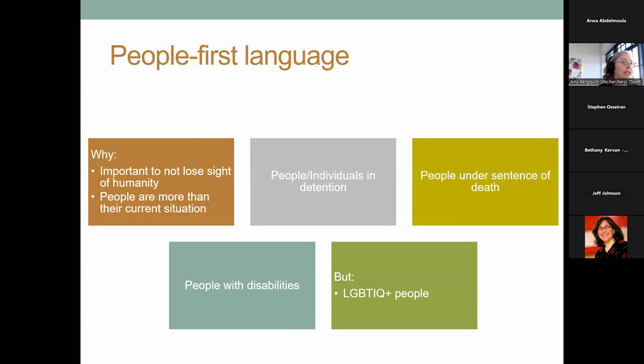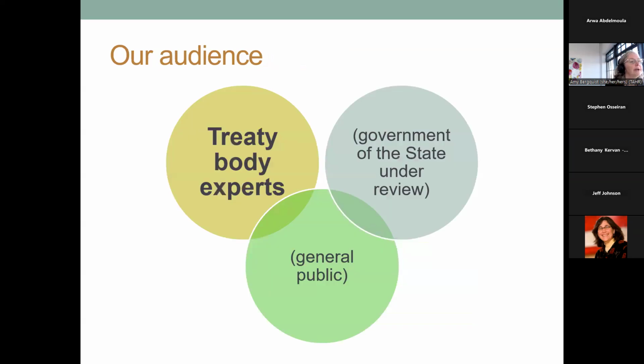In terms of language, please use people first language. It's really important to view these individuals whose human rights are being violated as individuals. People are more than just their current situation. So we try to avoid terms like prisoner or inmate. We'll talk about people in detention, individuals in detention, people under sentence of death, also people with disabilities. So try to use that people first language in your reporting. It's fine to talk about LGBTIQ plus people if the context warrants.